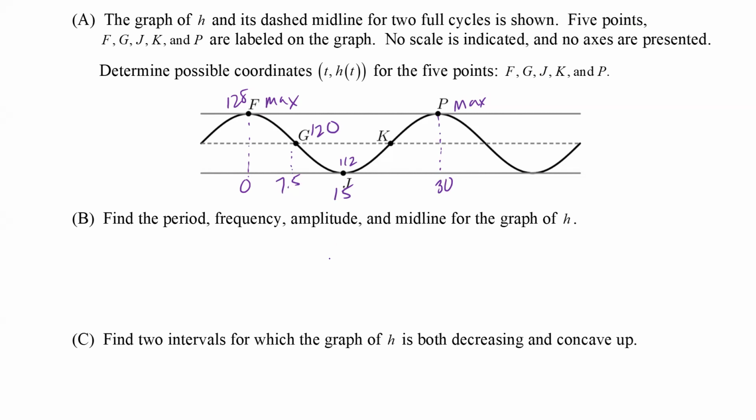Okay, now let's do K. So at K, what's halfway between 15 and 30? 22.5. And halfway between 112 and 128 is 120. So we found all of our values. Do we see that? 22.5, halfway between 15 and 30.